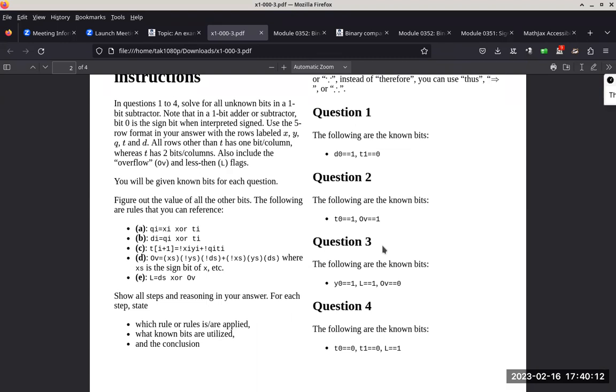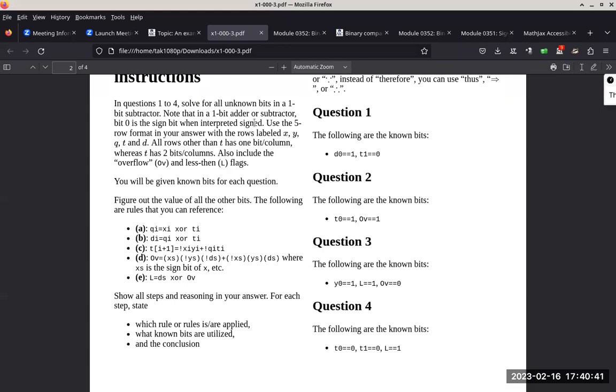All right, so we'll go ahead and start with questions 1 to 4. So the instructions go like this. In questions 1 to 4, solve for all unknown bits in a 1-bit subtractor. So how hard can that be? It's a 1-bit subtractor. Note that in the 1-bit adder or subtractor, bit 0 is the signed bit when interpreted signed. Okay, so that's important because otherwise people will say, well, if we only have one bit, do we still have a signed bit?